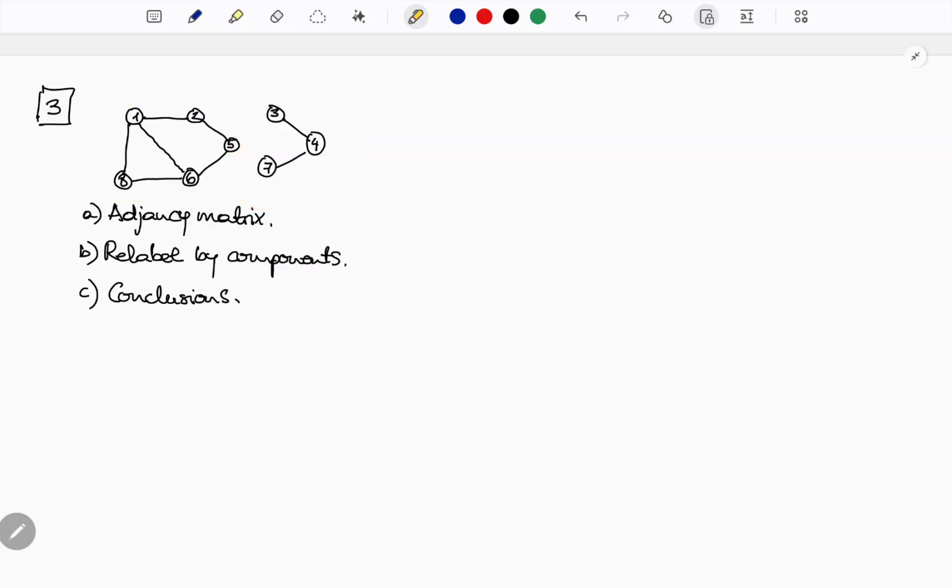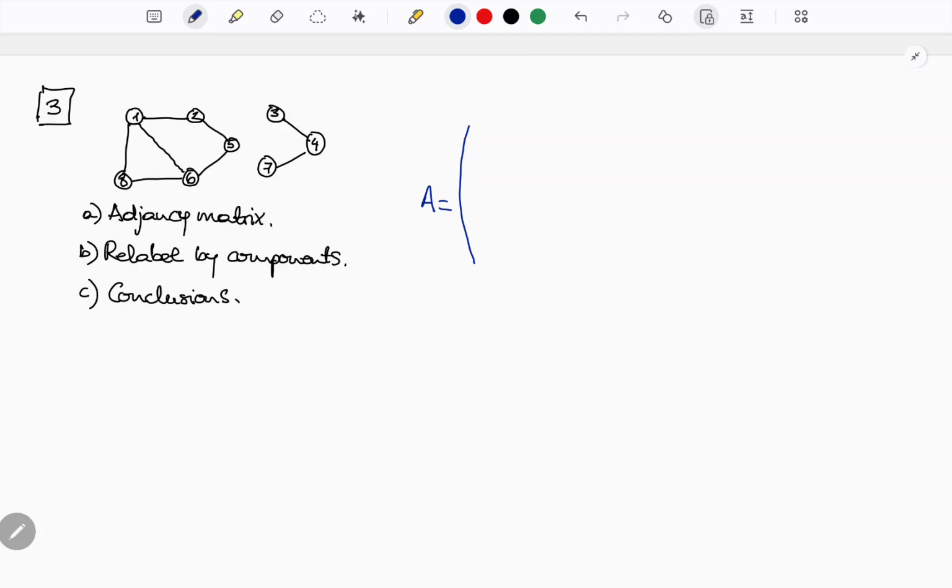So first of all, they tell me to calculate the adjacency matrix. So the adjacency matrix is really simple. I just have to remember that I have to make a matrix which has as many rows and columns as the number of nodes. In this case, we have the maximum, it goes from 1 to 8. So it has 8 rows and 8 columns. So I have to write here.